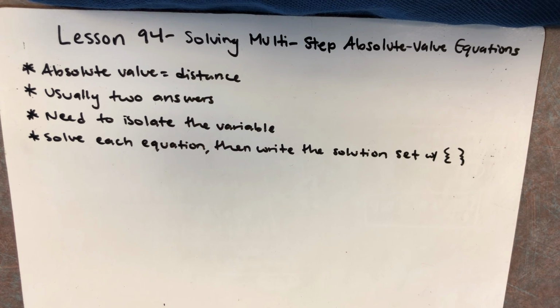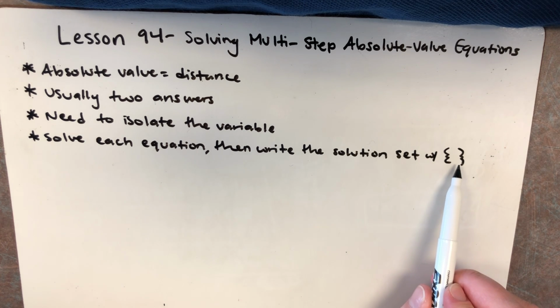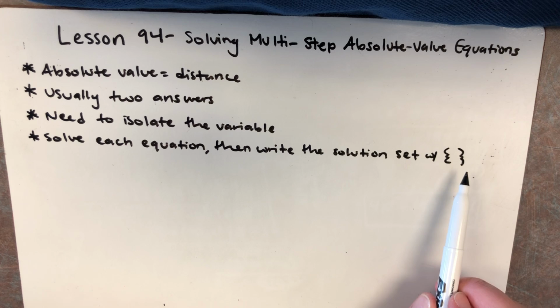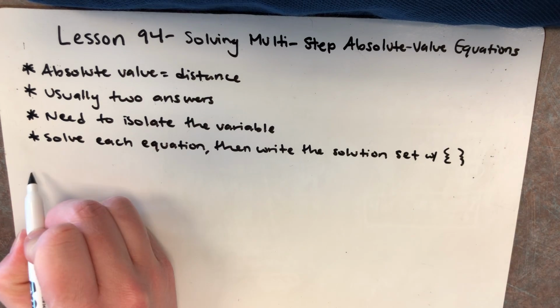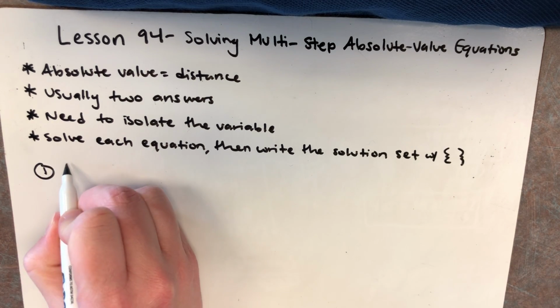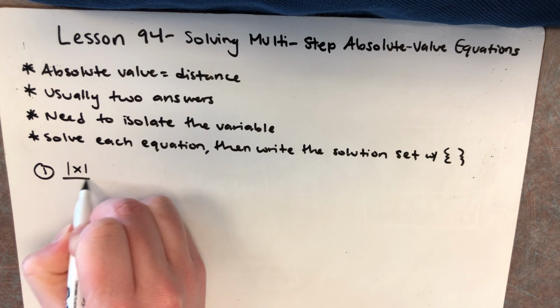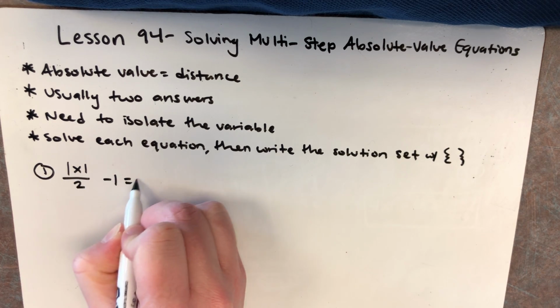Sometimes the answers will just be opposites, so like a -2 and a +2, but sometimes they will be completely different numbers, and that's okay. You need to isolate the variable, so remember to always do the opposite of whatever the operation is. And when you solve each equation, you should write the solution set with these squiggly brackets and your answer inside of the brackets.